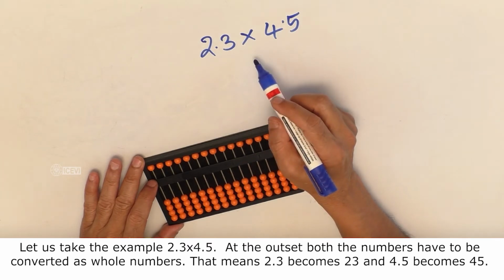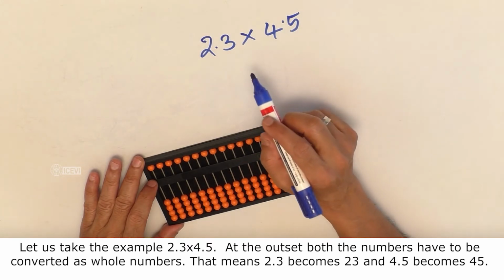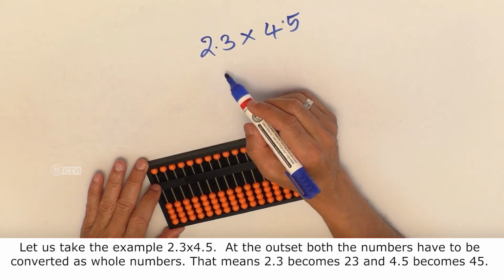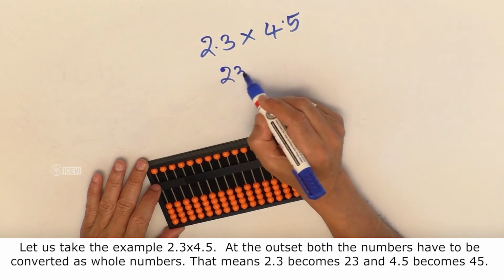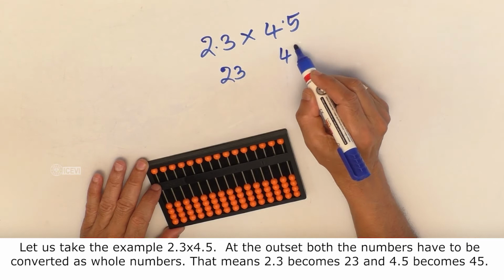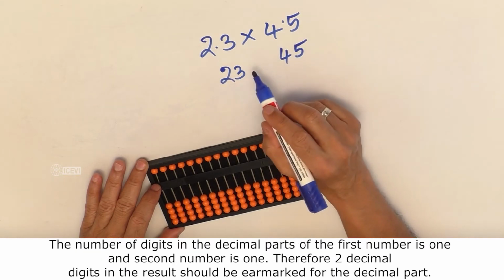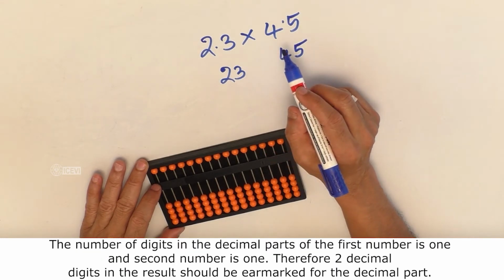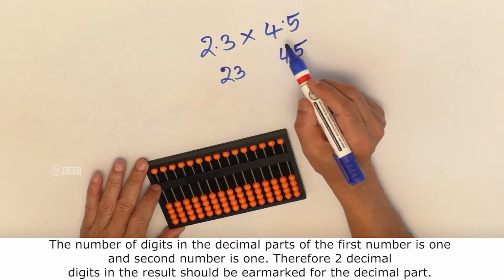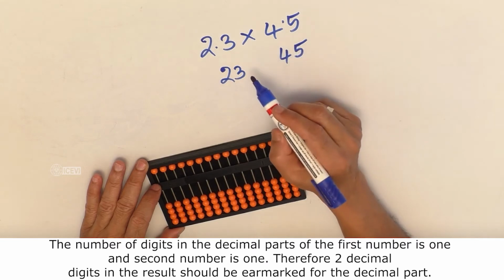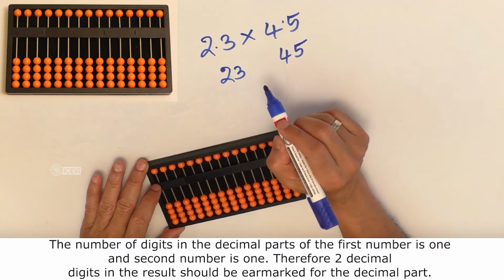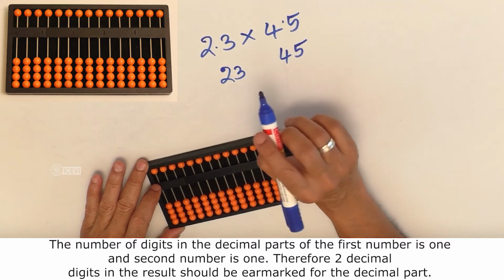At the outset, both the numbers have to be converted as whole numbers. That means 2.3 becomes 23 and 4.5 becomes 45. The number of digits in the decimal part of the first number is 1 and the second number is 1, and therefore two decimal digits in the result should be earmarked for the decimal part.